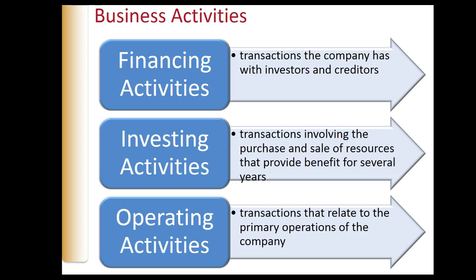Next, in this chapter, we're going to talk about business activities. Businesses generally perform three different types of activities: financing, investing, and operating activities. Now, financing activities are activities or transactions the company has with its investors and with its creditors. So any type of engagement with investors or with creditors, or paying back investors or creditors, relate to financing activities.